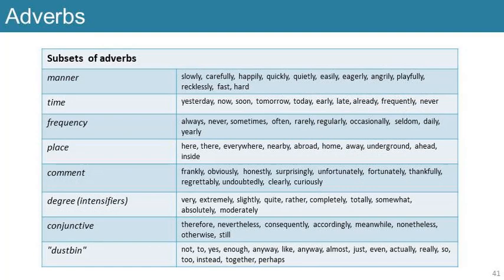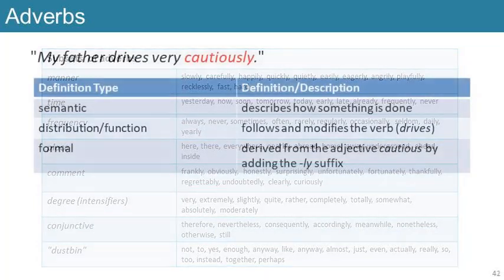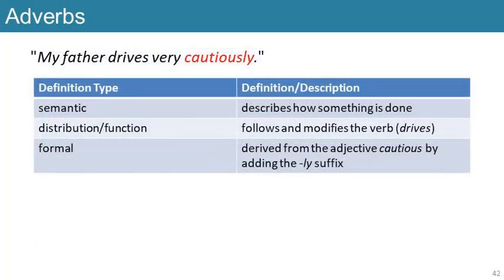Adverbs can be subclassified semantically as adverbs of manner, time, frequency, place, comment, degree, also known as intensifiers, conjunctive, and several other subsets not shown here. Note that modern grammarians are reallocating many of the dustbin adverbs to other classes. The adverb to be analysed here is cautiously in "My father drives very cautiously."